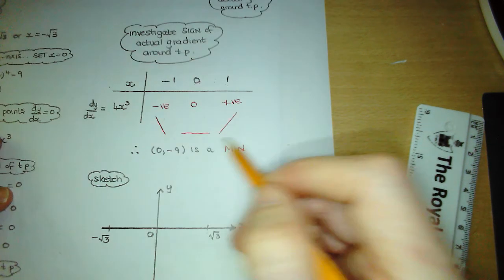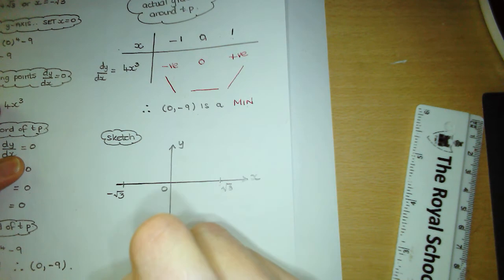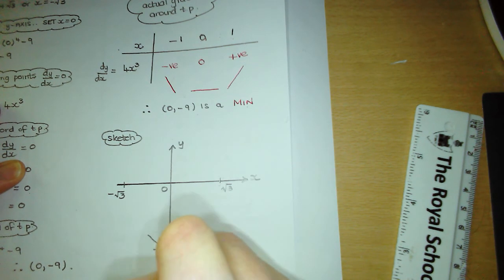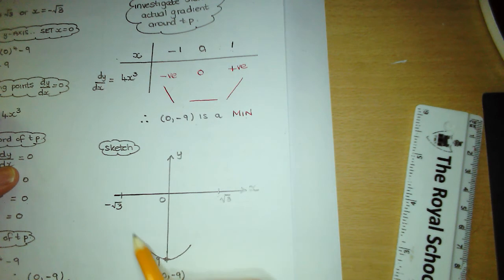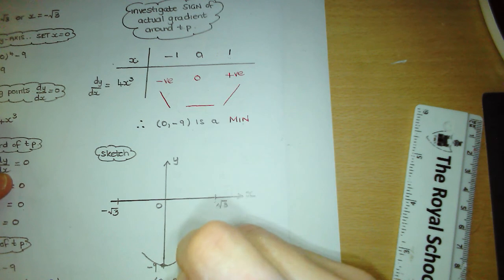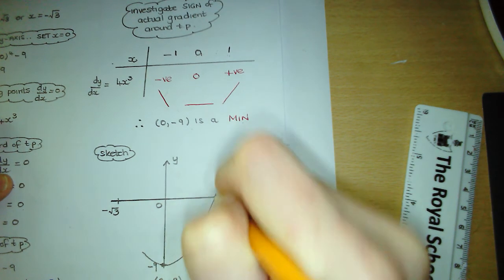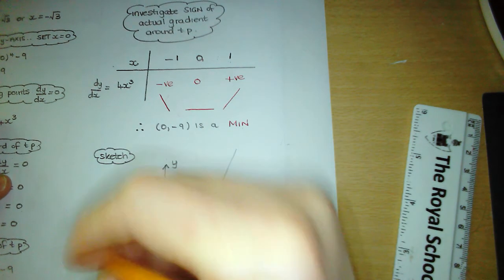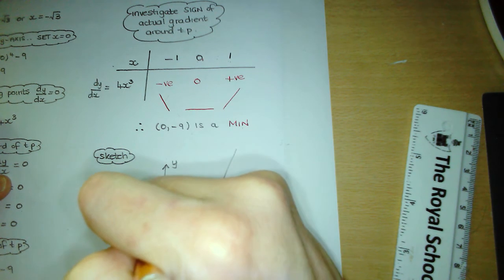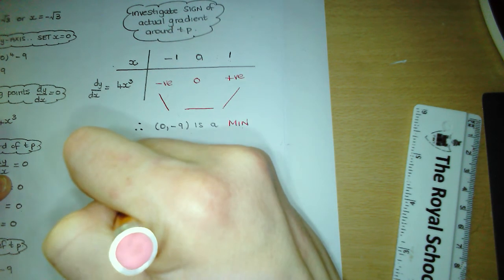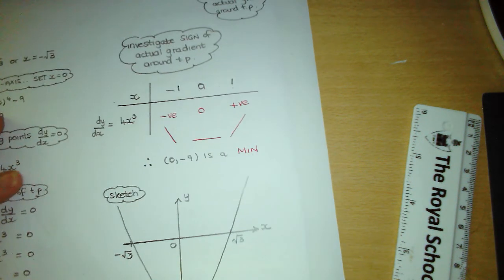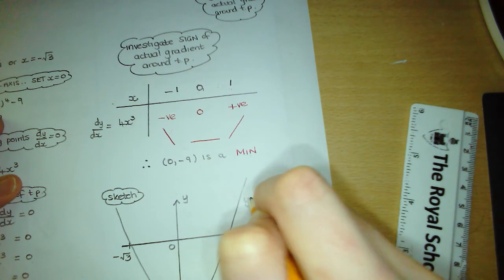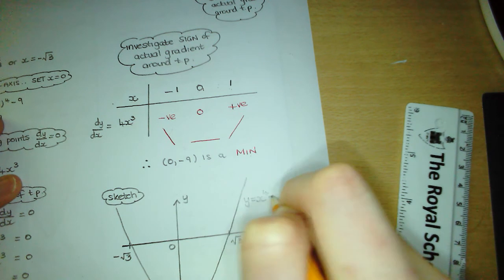And we've worked out that the turning point is a minimum. So at the turning point, it's going to be a lovely kind of U shape like that. So all we're doing now is completing the shape. It's clearly going to go up this side, cut it at minus root 3. It's going to go up on this side and cut it at positive root 3. So it's going to look like that. And then over here, it's going to look like that. And again, label it. So that is the curve y equals x to the power of 4 minus 9.